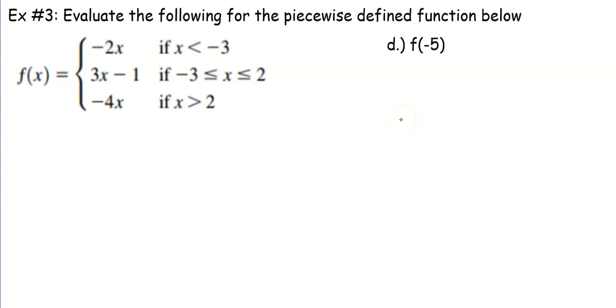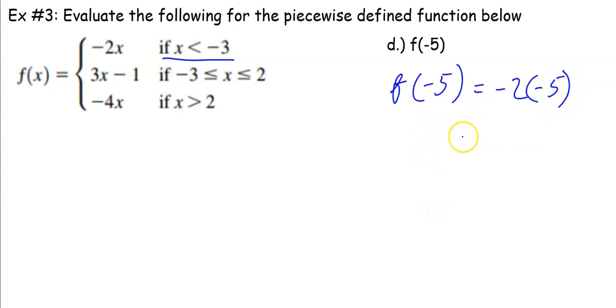What if f is negative 5? Also, I figure out where it is. F is negative 5. Well, I'm going to use the top one, because when x is less than negative 3, negative 5 is less than negative 3, this is the function I am going to use. So f of negative 5 equals negative 2 times negative 5. So that would be 10, that top one.